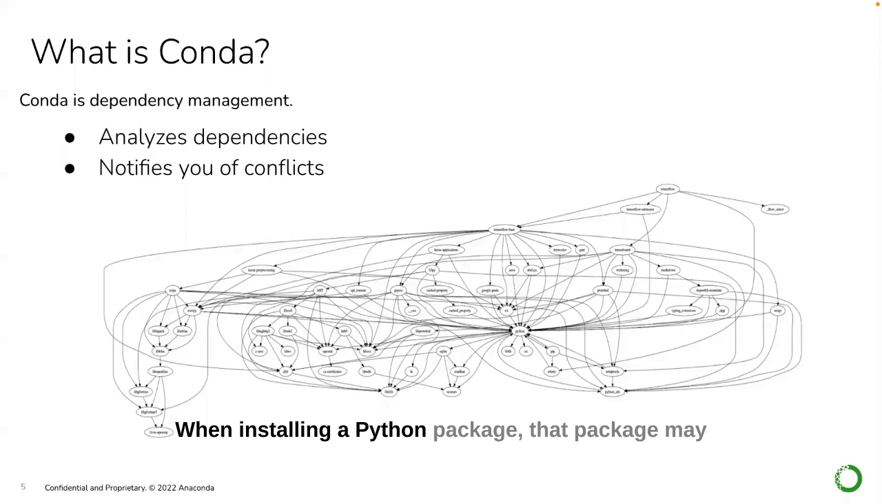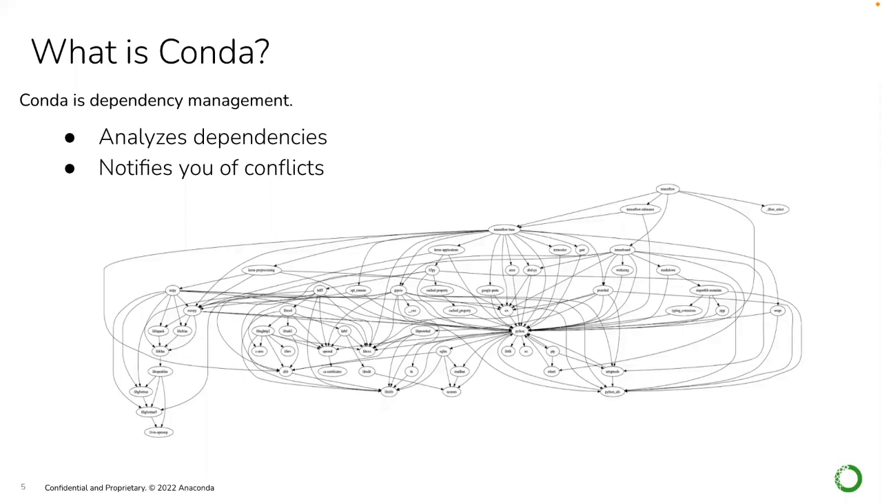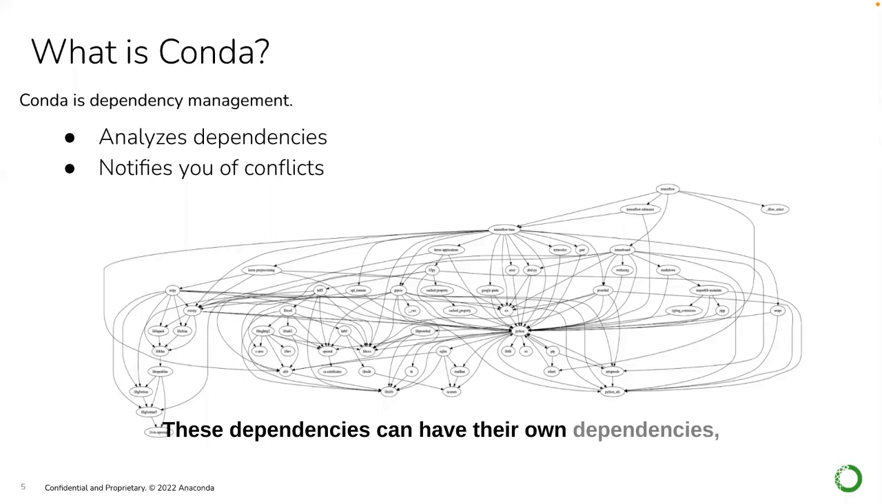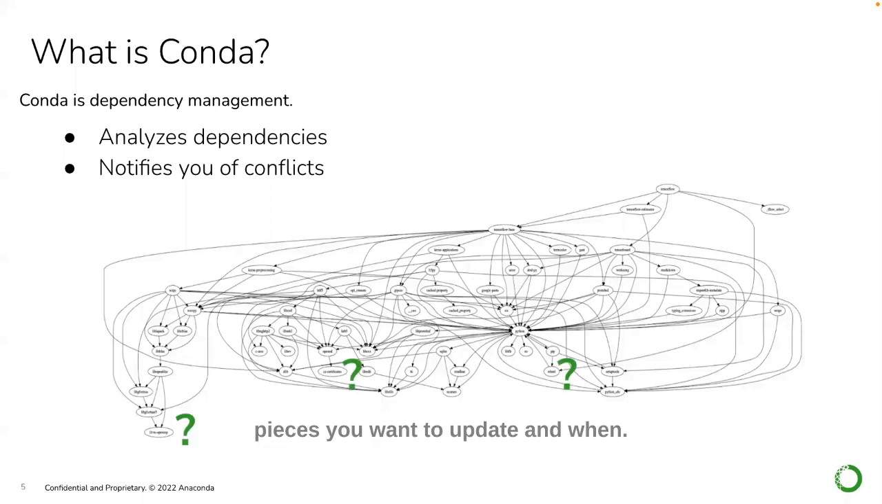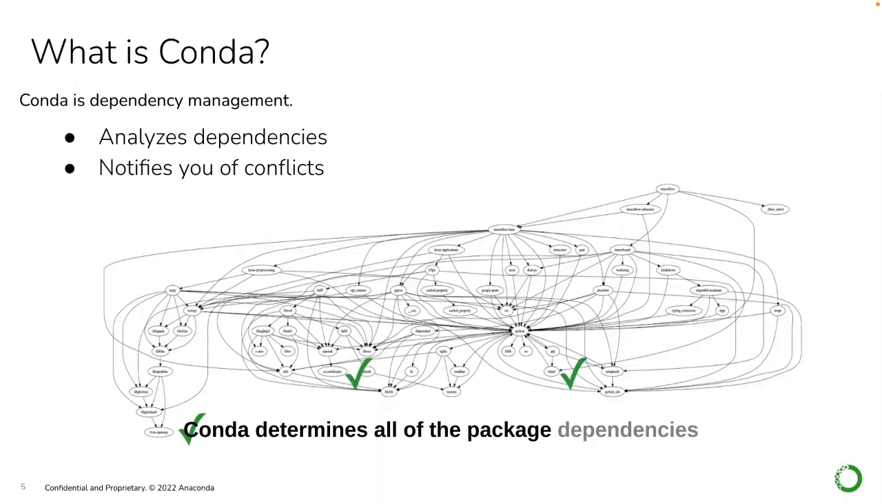When installing a Python package, that package may depend on other Python packages to run. These dependencies can have their own dependencies, which forms a very complex dependency graph. Also, since package release updates happen at different times, you have to manage which pieces you want to update and when. Conda determines all of the package dependencies and installs them along with your package. If a package dependency conflicts, for example, if they require a different version of the same package which aren't compatible, Conda will then tell you.